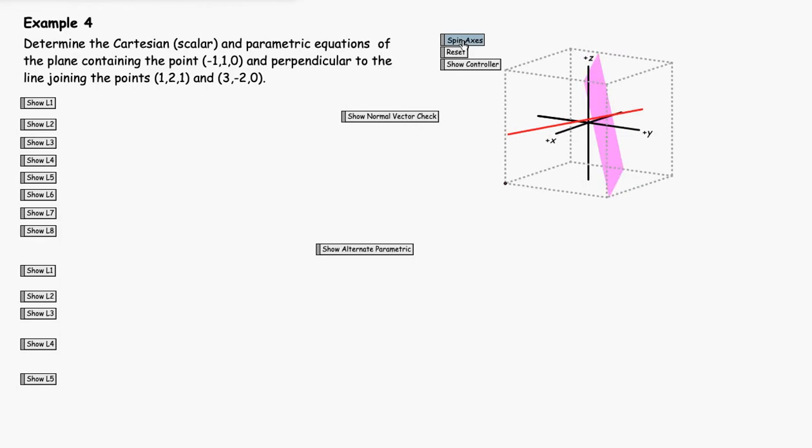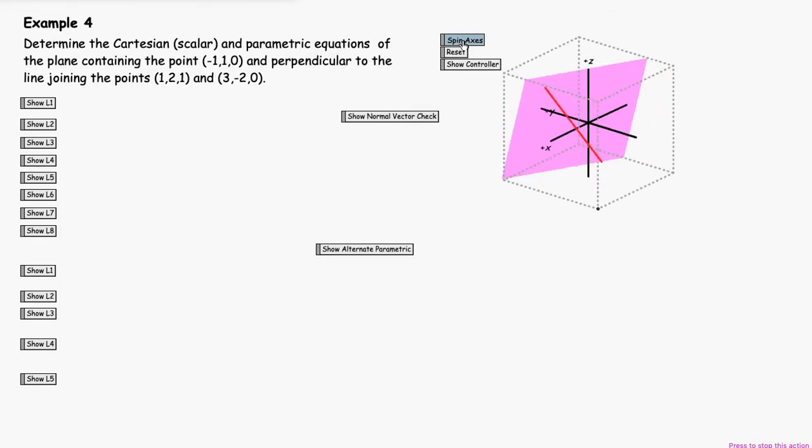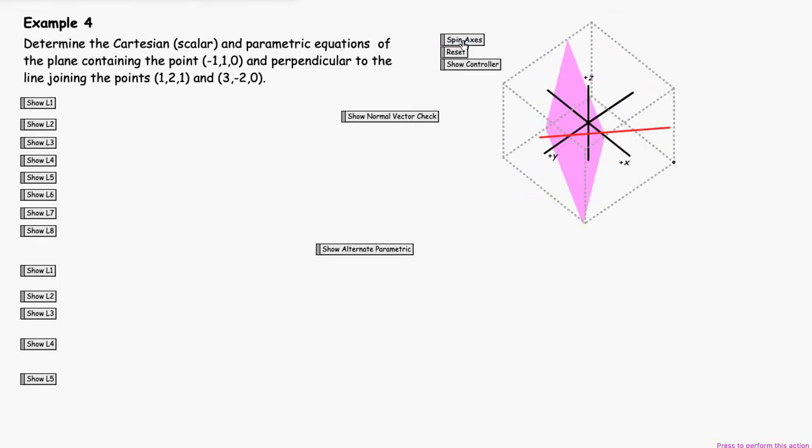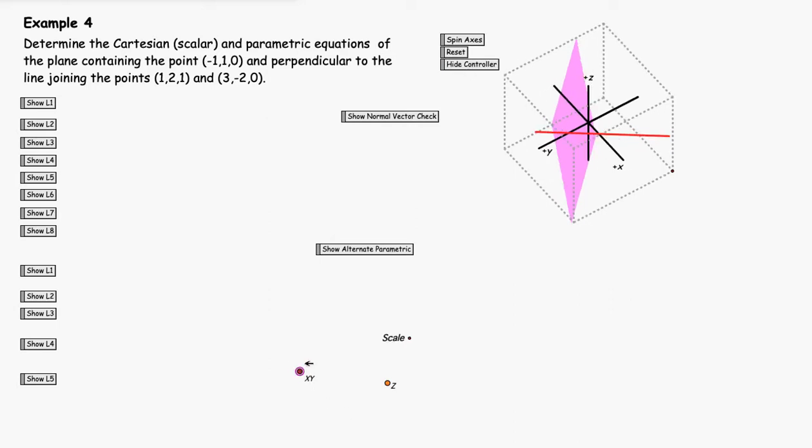And maybe I'll just spin these axes a little bit just so that you can see what I'm talking about. Show the controller so I can get that in a better position.